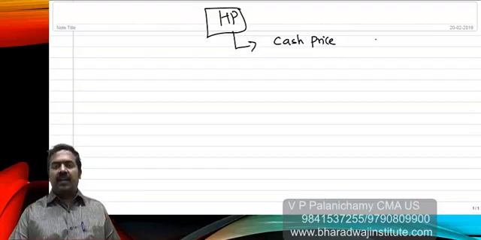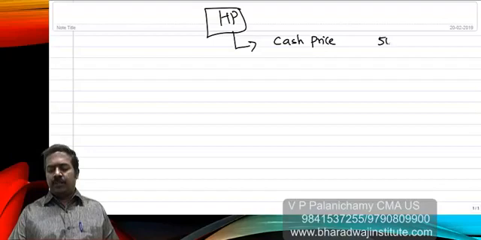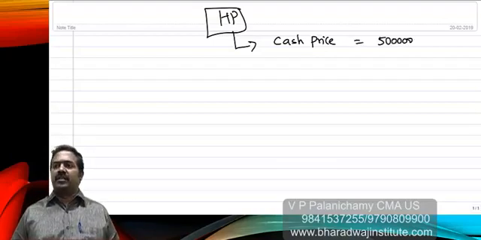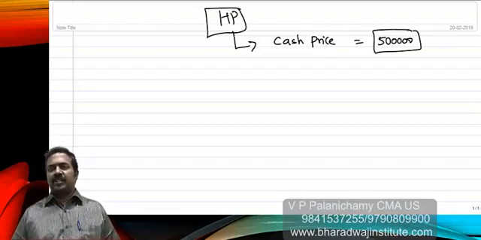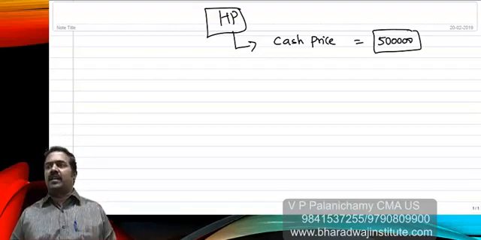Cash price. For example, I am purchasing a machinery. If I pay 5 lakhs, immediately they will give the machine, I will become the owner of the machine. In case of normal purchase, what is the normal price payable? 5 lakhs. That is called as which price? Cash price. Cash price is payable for immediate settlements.